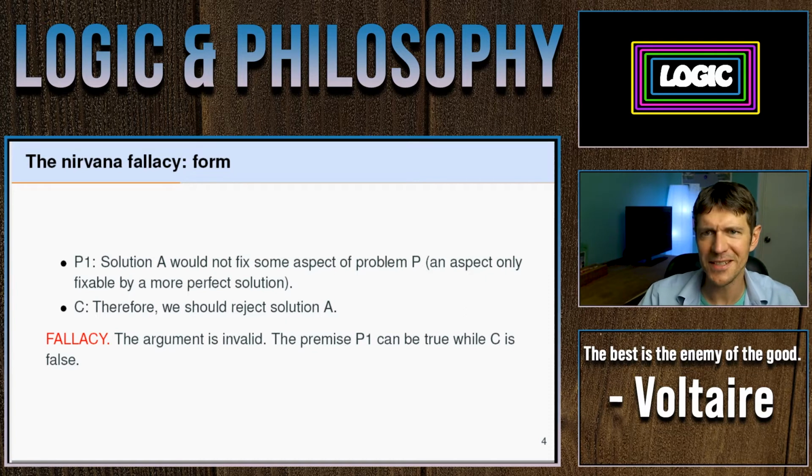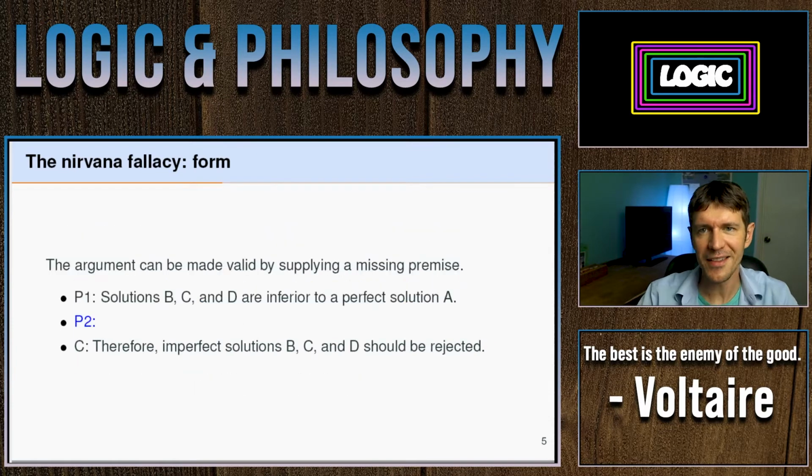So I think at this point you might say, well, why would I ever accept this imperfect solution? Well, there's some good reasons. I think to see these reasons, it's helpful to think about the missing premise that you would need to add to make the argument valid. So let's take one of the forms of the argument. We start with, again, premise one, which is solutions B, C, and D are inferior to a perfect solution A. And so we have to think about, well, what premise would we need to add in order to make this argument valid? So I'll go ahead and pause the video and take a minute to see if you can think about what premise you would need to add in order to make the argument valid.